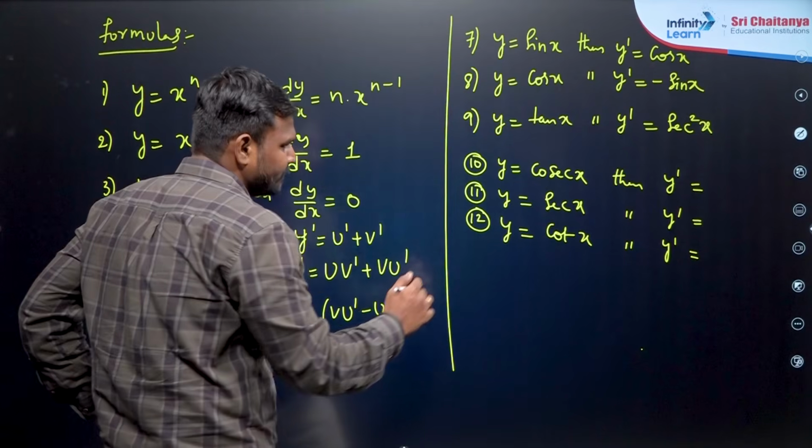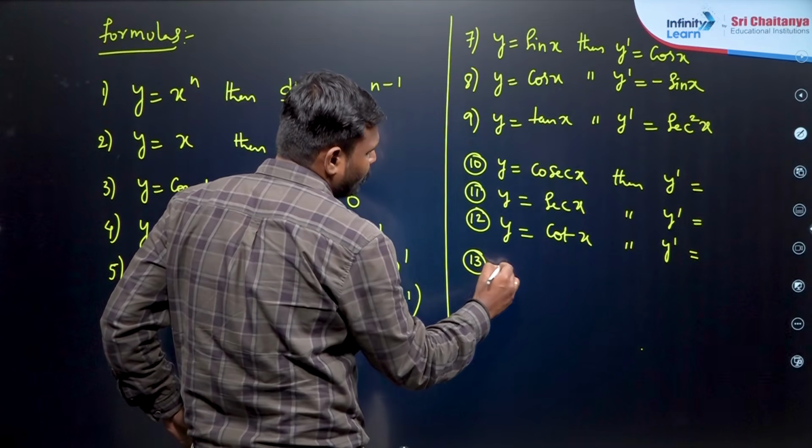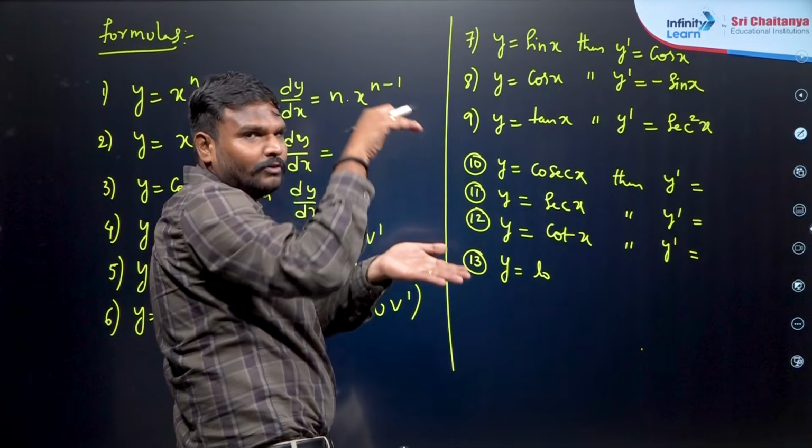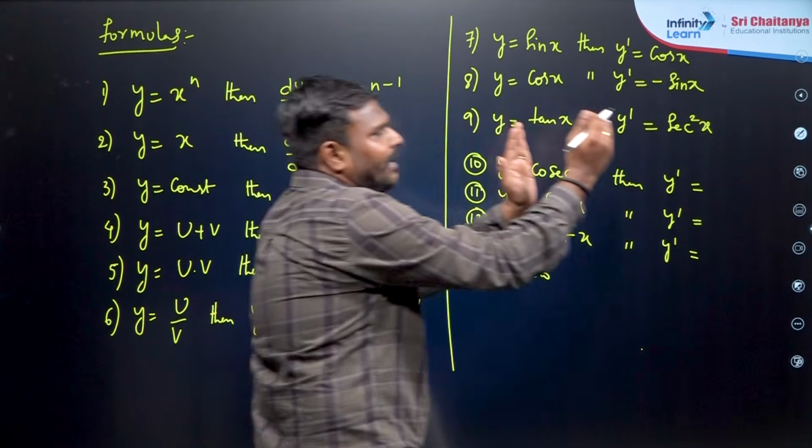Okay. Next, we have also seen what? Logarithm. Y is equal to... these are all formulas for trigonometry. We have to keep them in mind. Trigonometry functions and their derivatives.